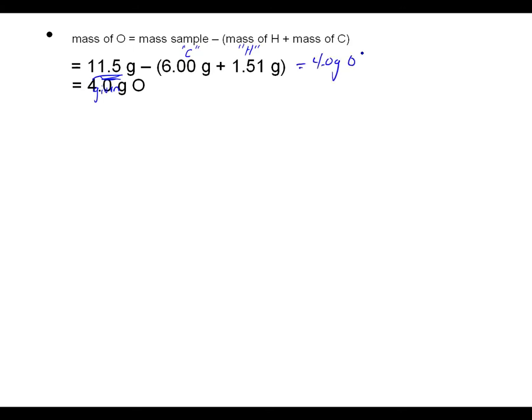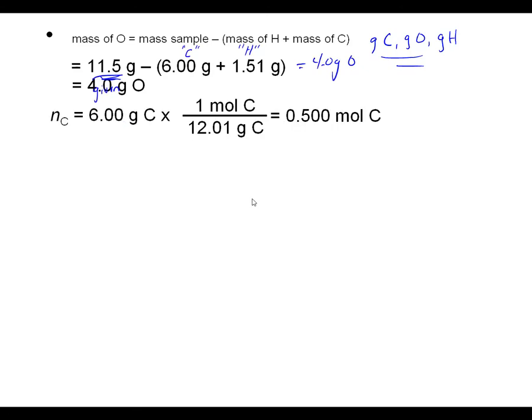And now at this point, we have the grams of carbon, the grams of oxygen, and the grams of hydrogen. After doing all that calculation, you can now actually do the empirical formula calculation. So we want to take the grams of each of those elements and convert them to moles. That's what we'll see next. We're going to take the grams of carbon that we calculated, again using the molar mass from the periodic table, and convert that into moles of carbon, which gives us 0.5.